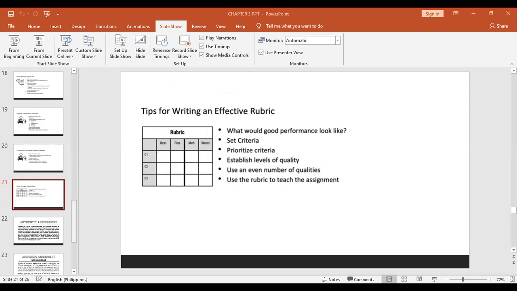So we have the criteria or the category, we have the comprehension, for example, analysis, interpretation, writing skills, and mechanics. So that is the criteria. You should set that from general to specific. Ano yung pinaka-importante? Dapat po yun yung nasa pinaka-unahan or pinaka-mataas. Okay po.